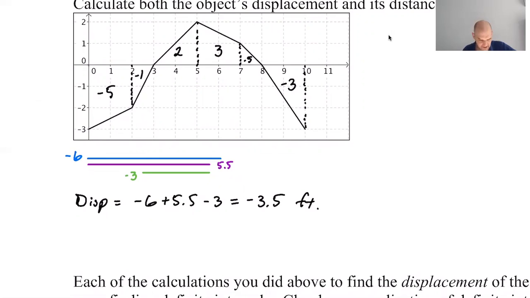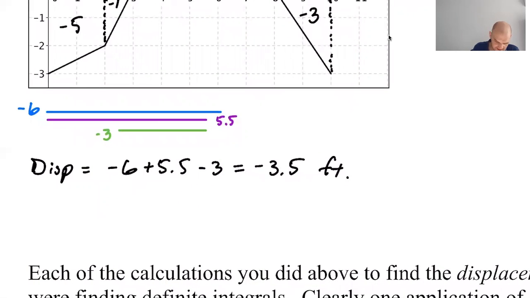So, look at this. I started here and I went 6, then I went 5.5, then I went 3. It's like the car's odometer, which counts how far you've gone, does not care what direction you're going in. It just counts how far you've gone. So our distance is actually related to displacement, kind of.